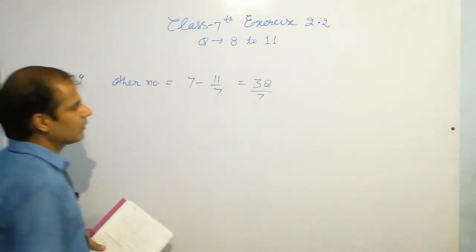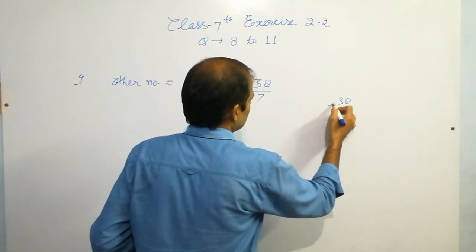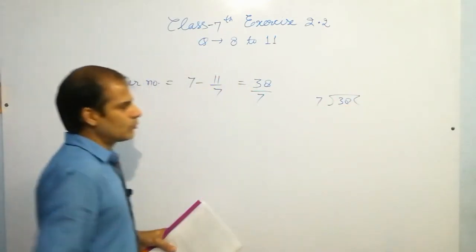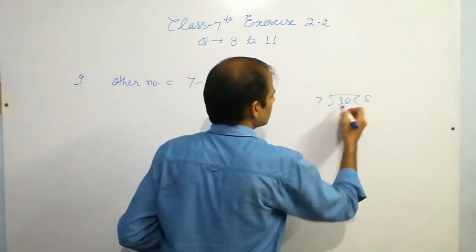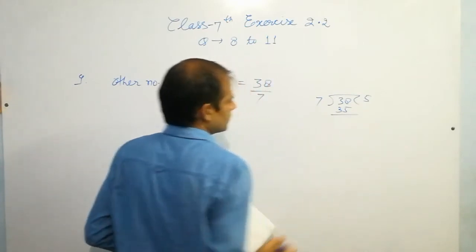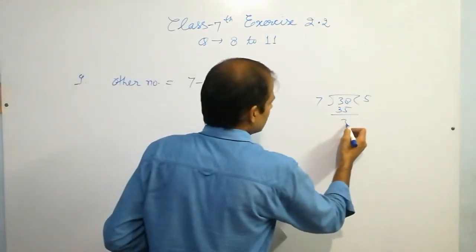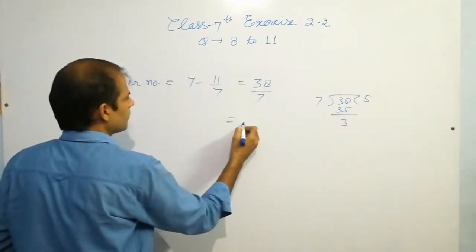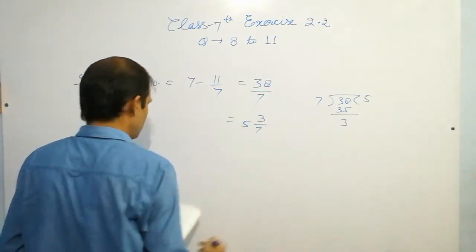49 minus 11 is 38 upon 7. Again perform the division. So 7 fives are 35, as the remainder is 3, so it is 5 and 3 upon 7. 5 and 3 upon 7.